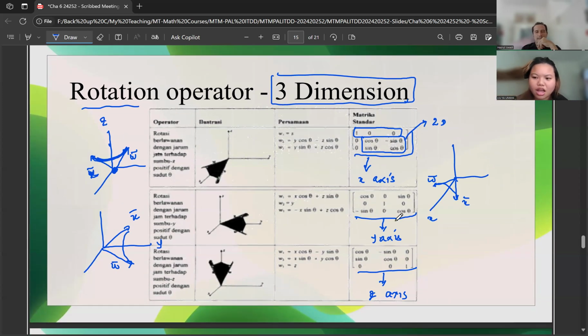If we rotate about the y-axis, the second row will be 0, 1, 0, and the X and Z parts are the same as the matrix in two dimensions. But especially for the y-axis, the minus is in the second row. For the x-axis the minus is in the first row, but here it is the opposite: the minus is in the second row when the rotation is about the y-axis.